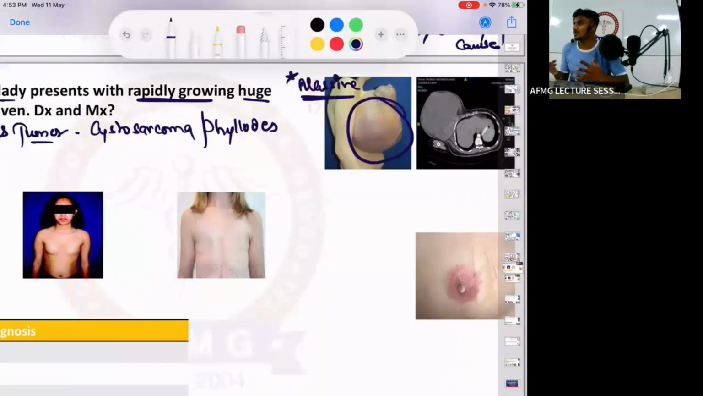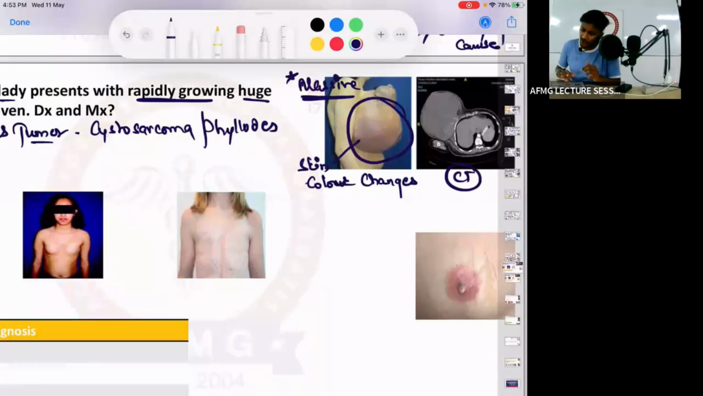Along with that, due to pressure symptoms, there would be skin color changes, which can be due to pressure necrosis. Understood? The arteries get compressed, so it will cause skin color changes due to pressure necrosis along with a massive tumor. This is a CT scan which shows you a massive tumor like phyllodes.